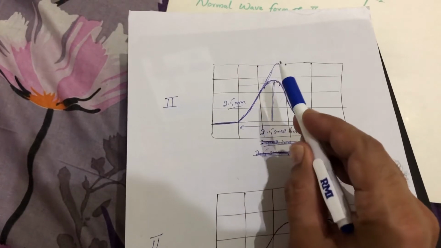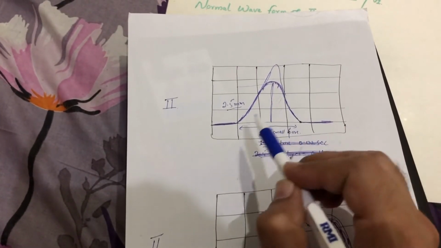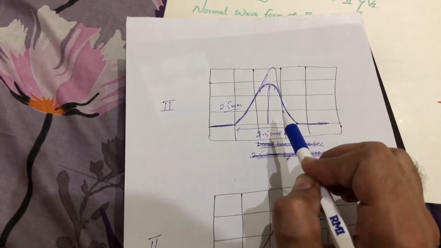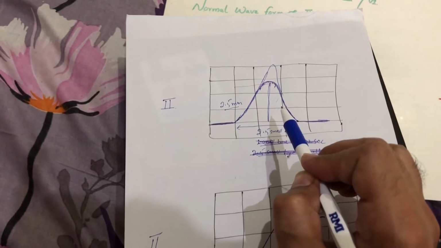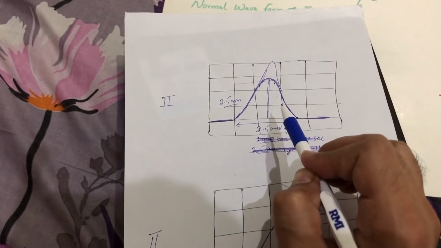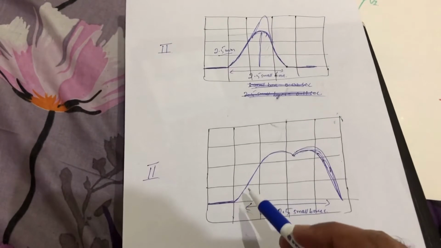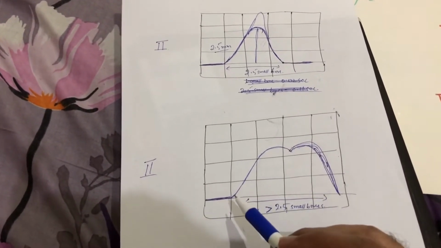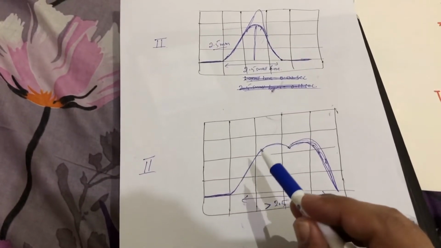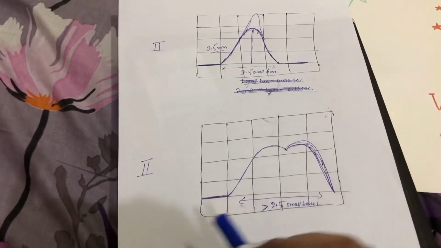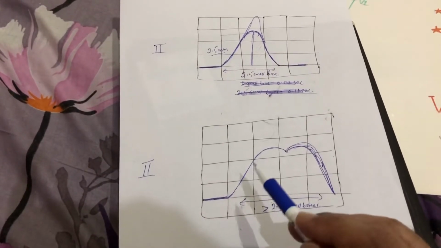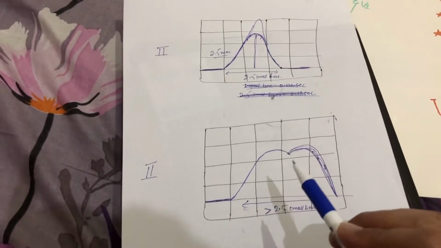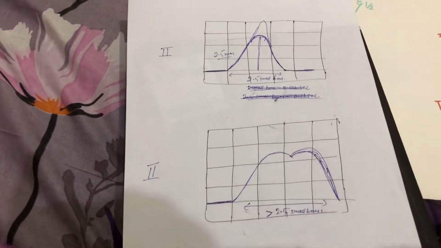If vertically the P wave increases, we call it P pulmonale, and P pulmonale is nothing but right atrial hypertrophy. And look at this P wave, it is looking like an M, okay? So if the P wave is an M pattern in lead number 2, we call it P mitral, and P mitral represents left atrial hypertrophy.